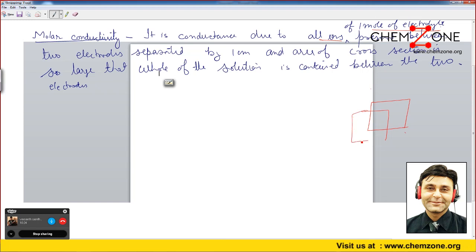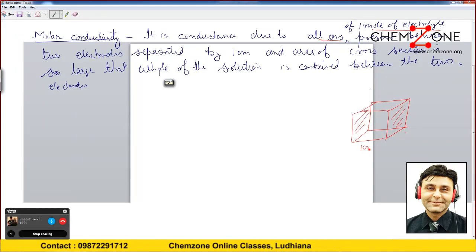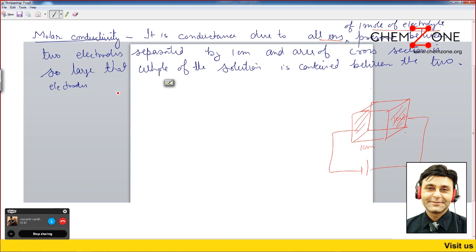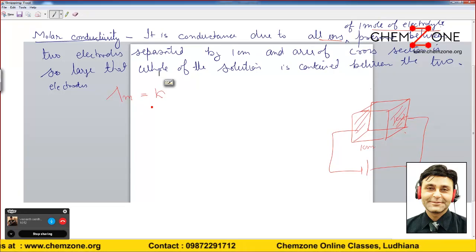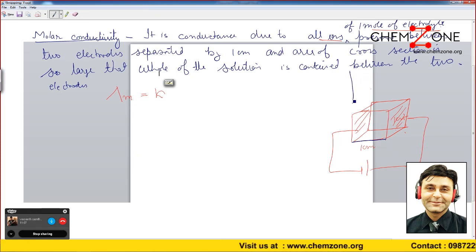Suppose we have 1 cubic centimeter and these are two electrodes. The distance between the two electrodes is 1 centimeter and the area is also 1 square centimeter. In that case, the molar conductivity or molar conductance lambda m will be equal to the specific conductance, because the conductance in 1 cubic centimeter is the specific conductance. But in case our electrolyte does not fit into 1 cubic centimeter, we keep the distance between the two electrodes the same, but we increase the surface area.